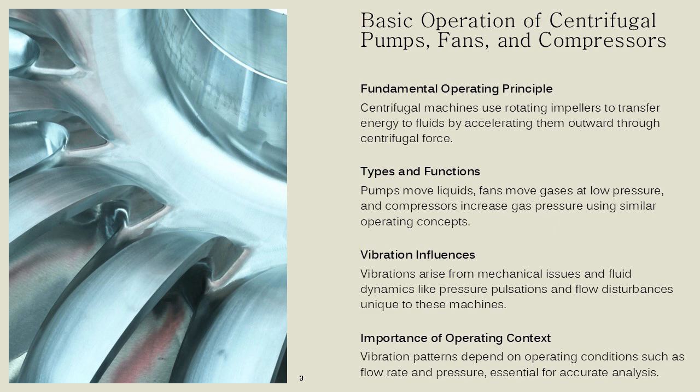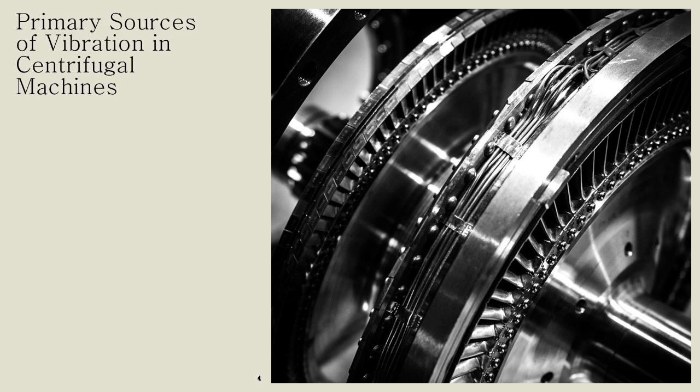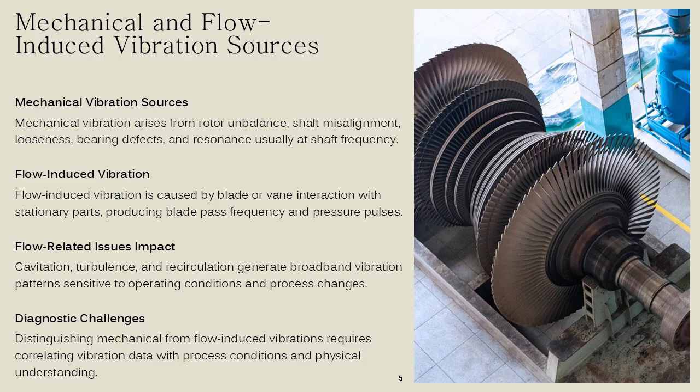cavitation, turbulence, and looseness. Mechanical and flow-induced vibration sources. Vibration in centrifugal pumps, fans, and compressors originates from a combination of mechanical and flow-induced sources. Mechanical sources include rotor unbalance, shaft misalignment, mechanical looseness, bearing defects, and structural resonance. These faults are common to most rotating machinery and typically manifest at shaft rotational frequency, 1 order, and its harmonics.